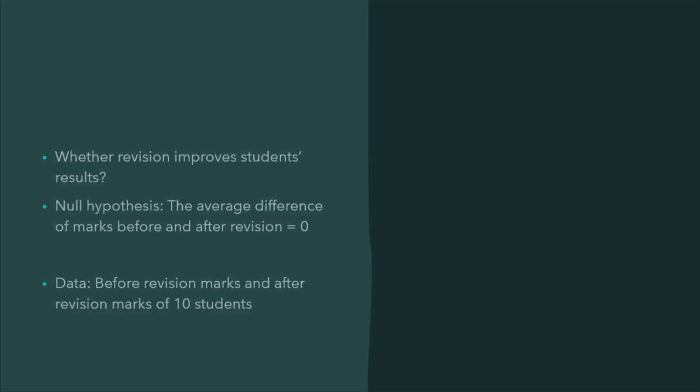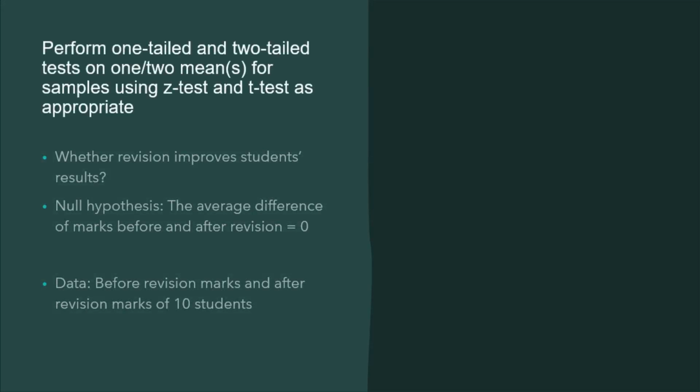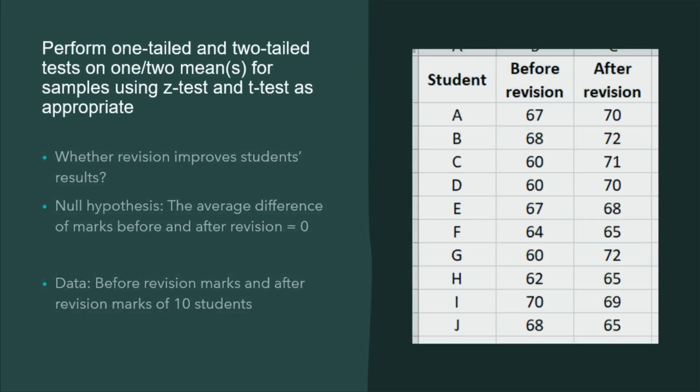Null hypothesis is then the average difference of marks before and after revision equals 0. You might realize that this null hypothesis sounds like a quality control or one-sample hypothesis. Does the mean statistically differ from a specific value? In fact, it is the same. Dependent samples t-test is reduced to one-sample t-test. Anyway, we have the before revision marks and after revision marks for 10 students, and we can do a paired t-test.